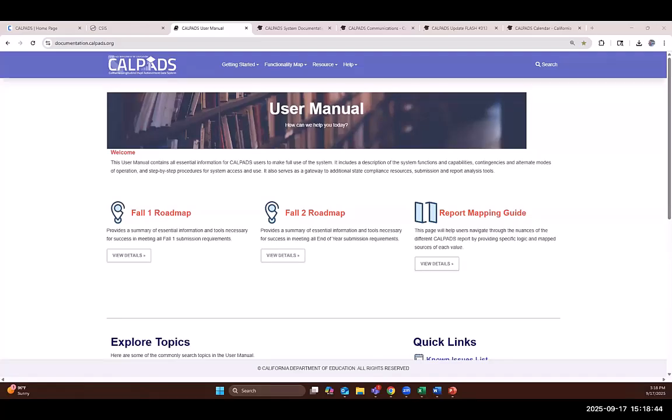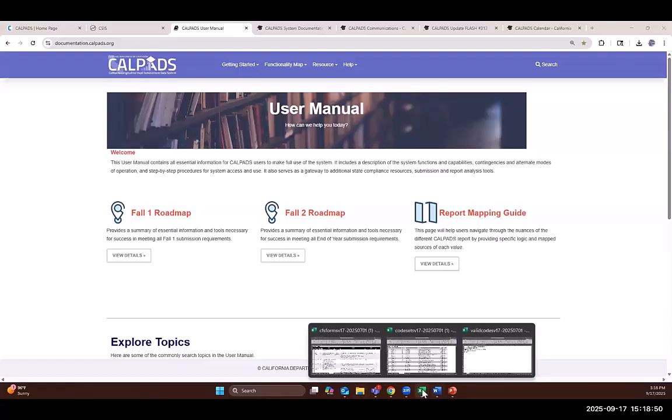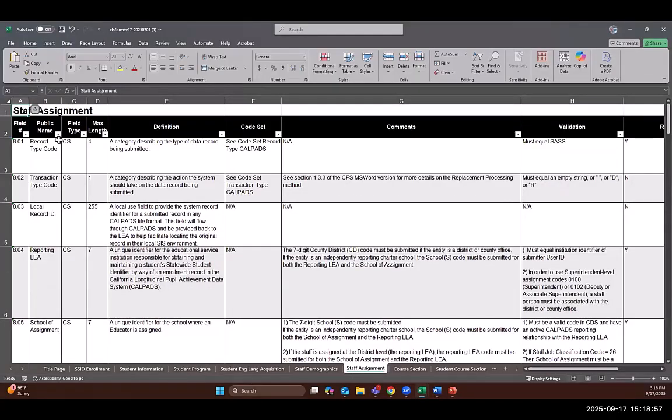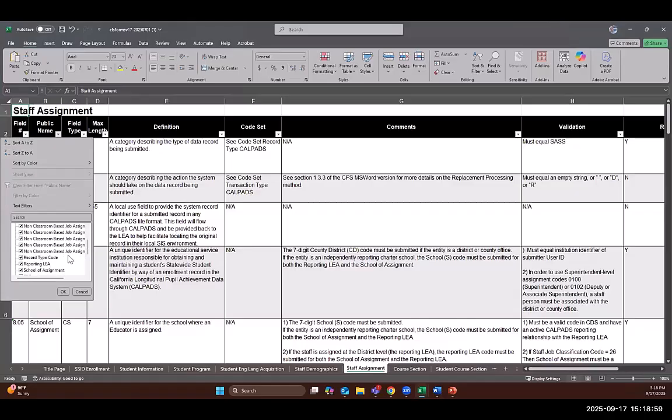Q1 from Cheryl. What guidance is there around FTE for staff? What determines or drives FTE, particularly for staff who may be over 100%? For example, a small one-school LEA has an administrator who's both the superintendent and the principal. What would be the guidance for reporting the person's assignments and FTE?